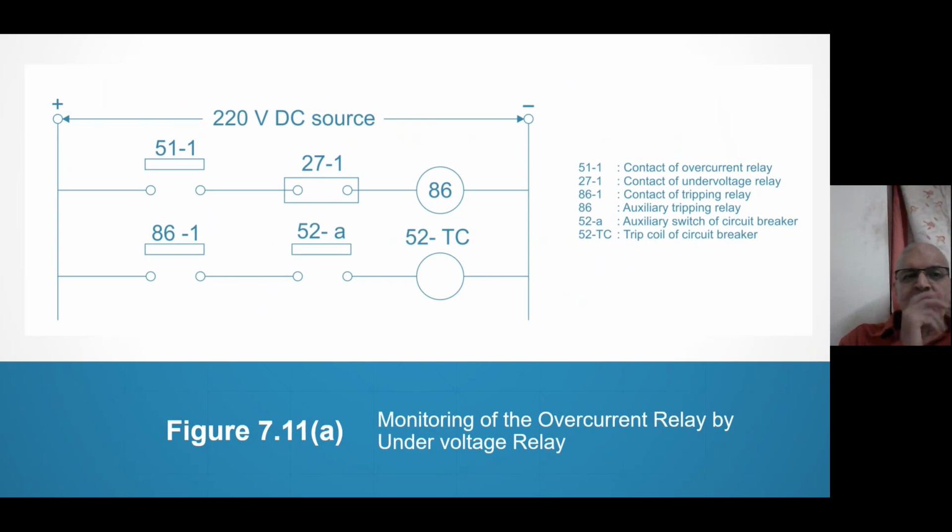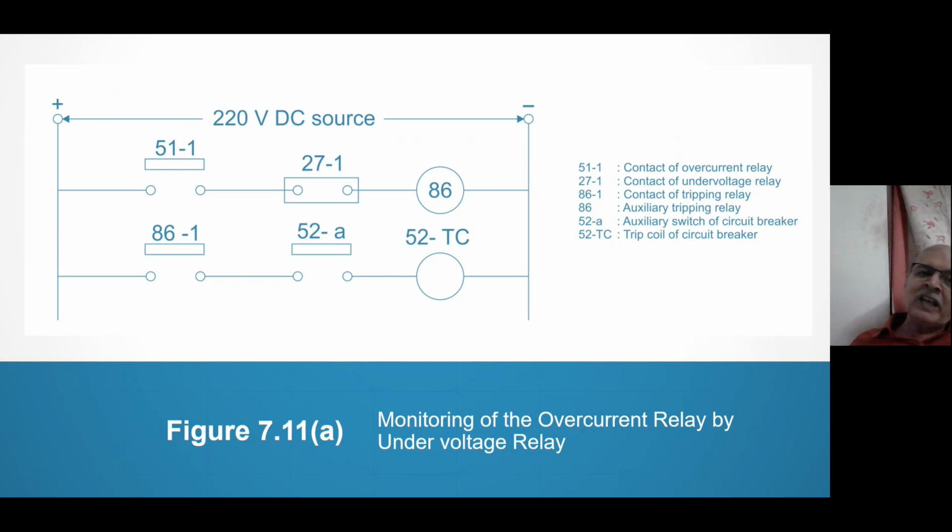So the circuitry can be read like this. At daytime, you set the relay for daytime load current. So 51 1 will close. In circuitry, you have to show all relays in de-energized condition. Therefore, it is shown de-energized. But it will close. But 27 1 will remain open because it is energized, because your voltage is normal. So 86 cannot energize and breaker cannot trip. My purpose is served because at load current, the breaker should not trip.